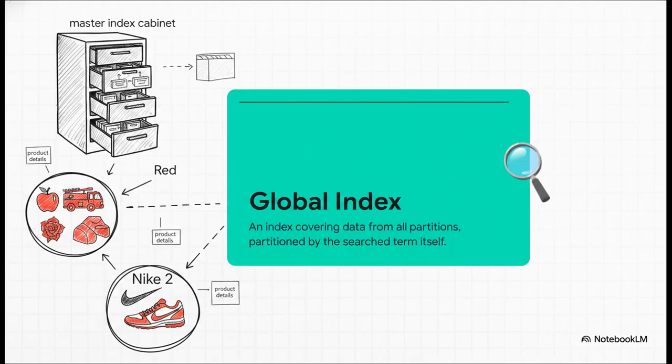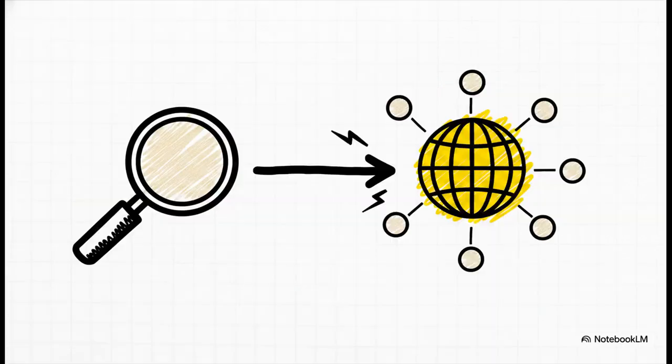So, instead of having isolated mini-indexes in every cabinet, imagine we build a massive master index cabinet for the entire room. A global index covers data from all partitions, but it's partitioned separately by the search term itself. So for example, all index entries for the color red might be grouped together on node 1, while index entries for the brand Nike might be grouped on node 2, and that's regardless of where the actual product details actually live. Let's see how this builds a better user experience.